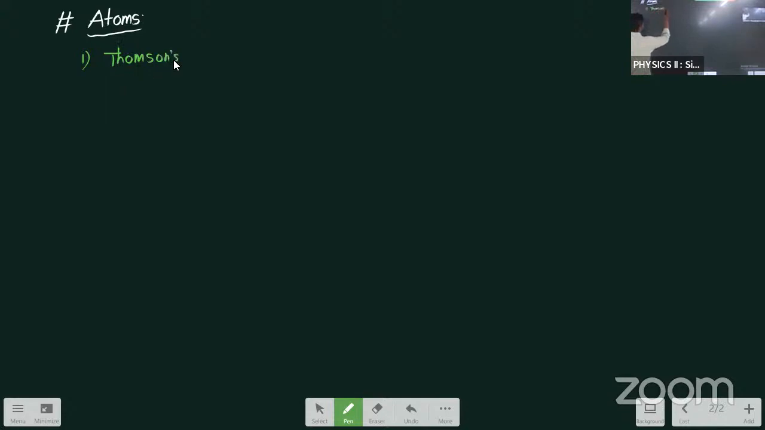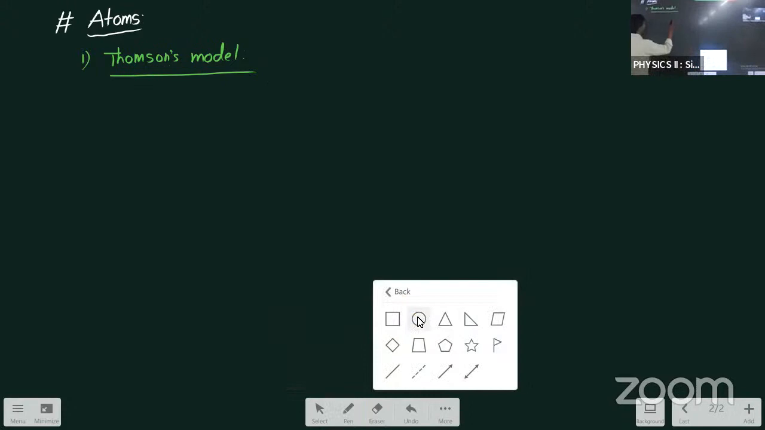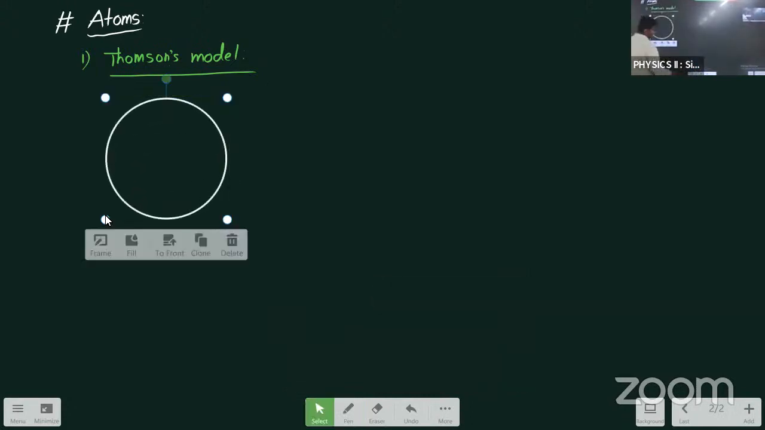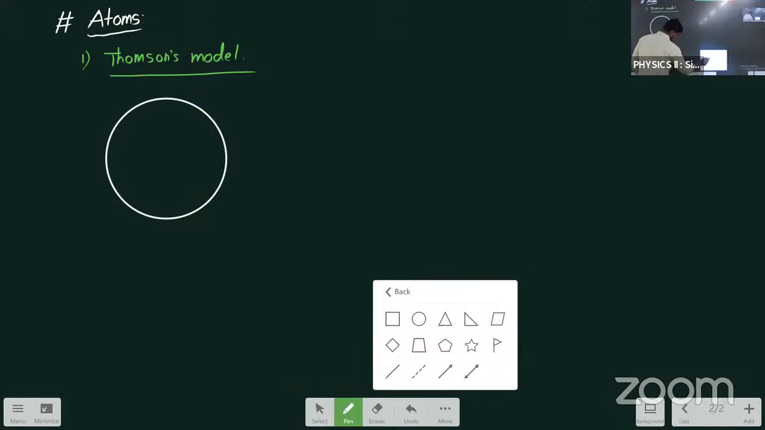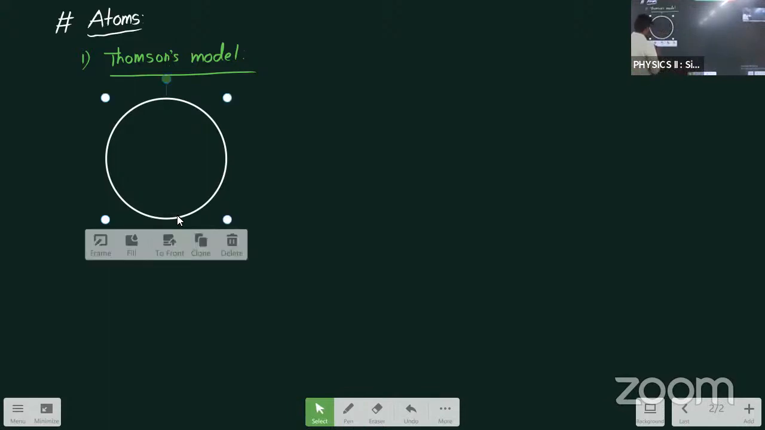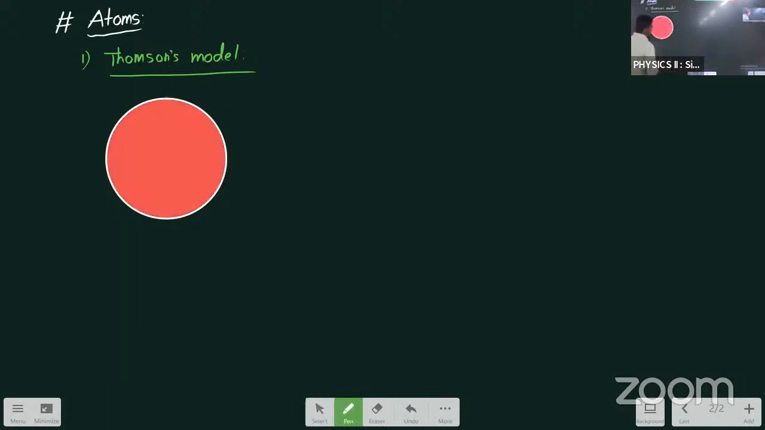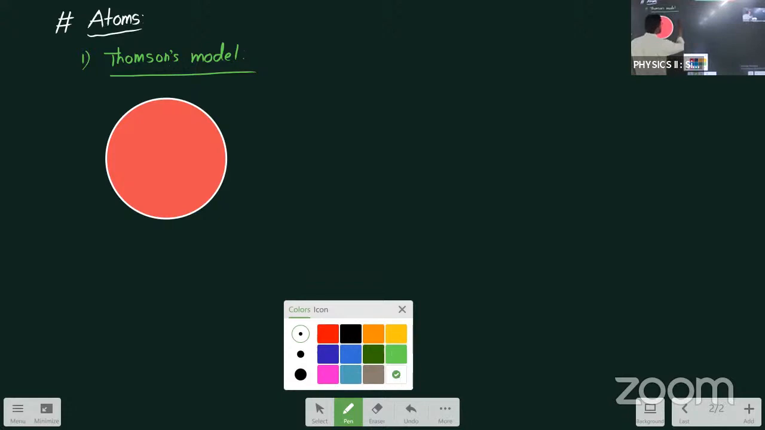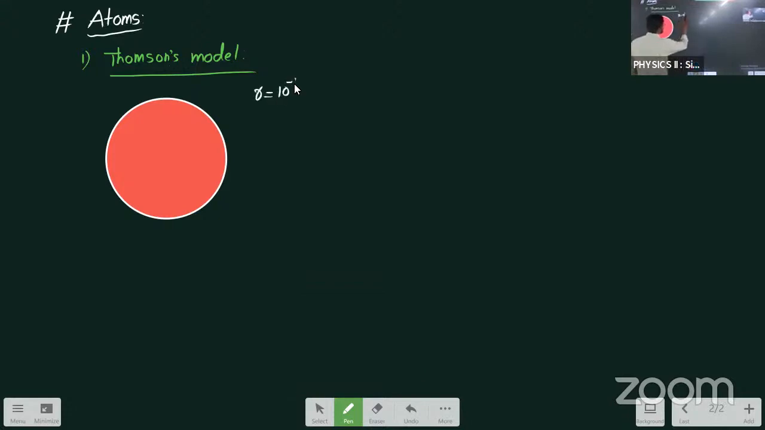Thomson's model. I hope everyone might have studied this in your lower classes. What did he say? He said that atom is a positively charged sphere, where positive charge is uniformly distributed. Further, he said that radius of atom is 10 power minus 10 meter. This was the information given by Thomson. He said that atom is a positively charged sphere and this positive charge is uniformly distributed throughout the sphere.